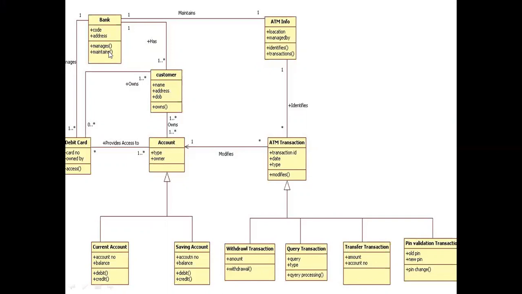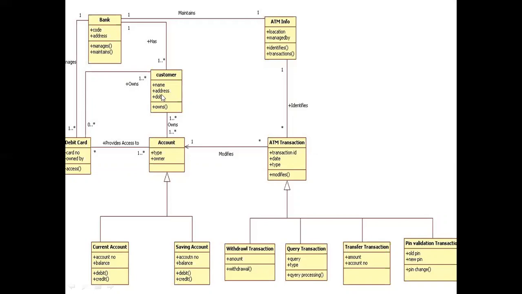To design the ATM system, first we have one object, the bank, and the bank maintains one ATM and also maintains one customer. So every bank has a relationship to the ATM object and to the customer object, and every customer has a debit card. The debit card has a relationship with the bank, and the same debit card has a relationship with the customer. So one object can have a relationship with one or more objects.